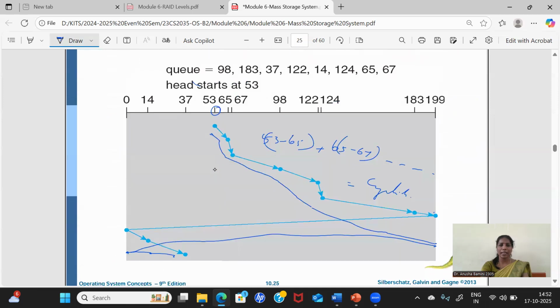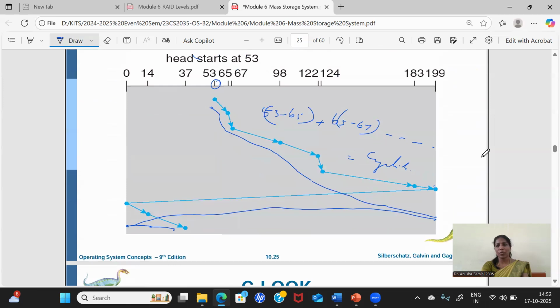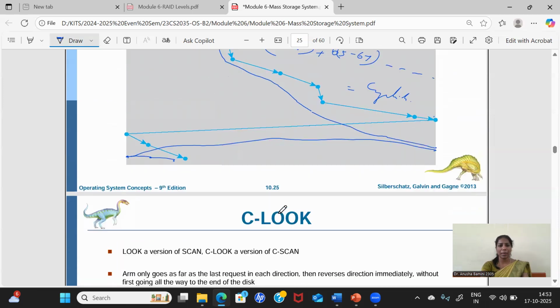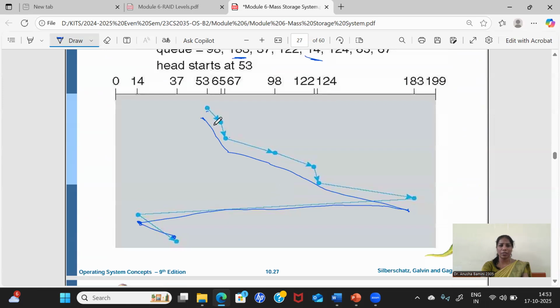Then in C-scan, starting from the first request, it moves to the dead end. 199 is the dead end. From 199 I move again to the starting, which means zero, the initial. After that, I traverse the remaining points. In C-look, from the first request, it does not move to the first as well as the dead end. Only the points I traverse to the last request. The last request is 193. From that, I move to the first request, 14, and then the remaining pending.